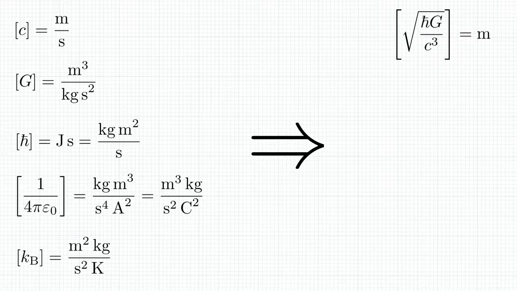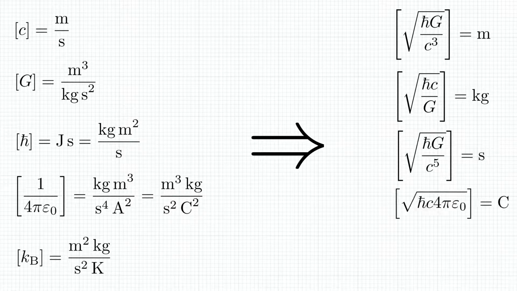For instance, if you take h bar times G divided by c cubed, all in SI units, and take the root of the whole expression, you end up with a quantity that has some numerical value, whose significance we're yet to discover, but most importantly, a dimension of length and a unit of meters. Similar expressions can be found for kilograms, seconds, Coulomb, and Kelvin.